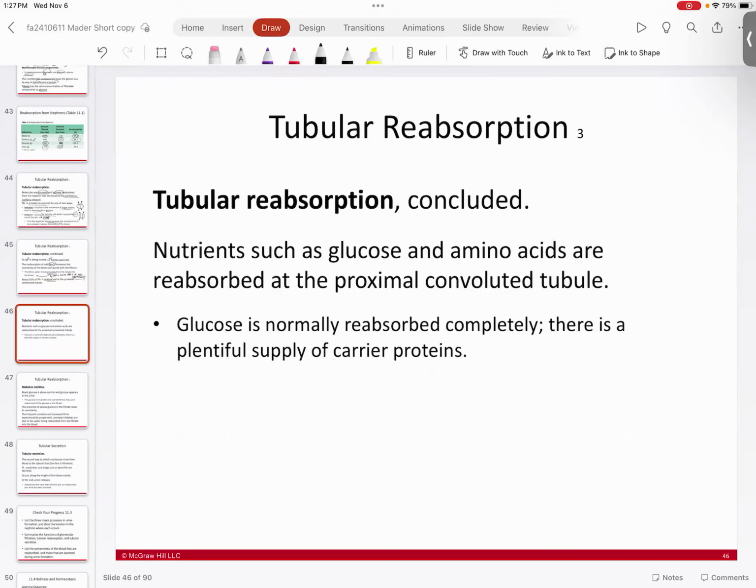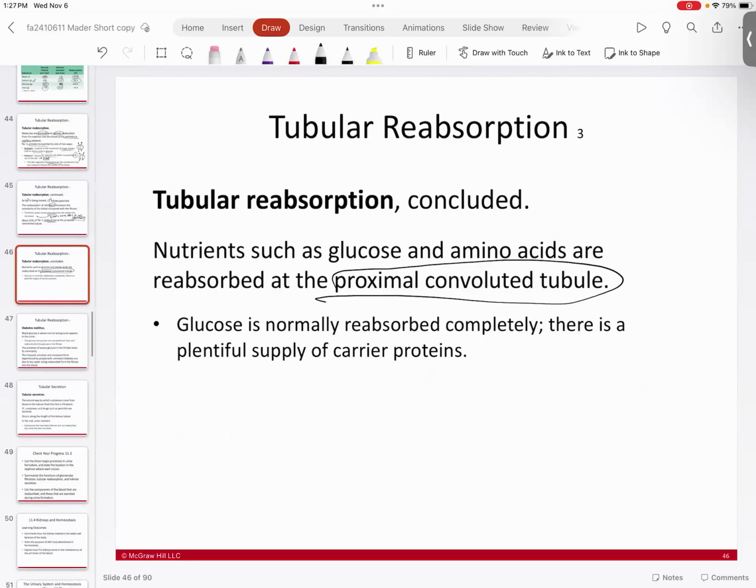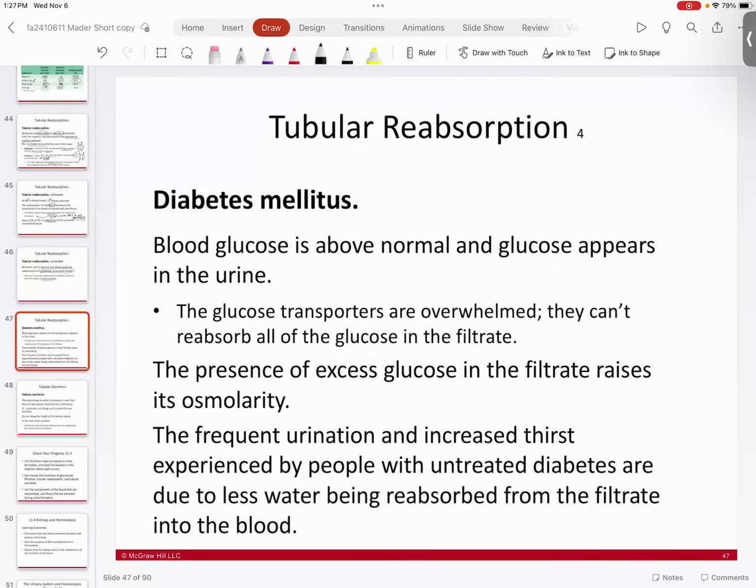Nutrients like glucose and amino acids are typically reabsorbed immediately as well. They're also coming in at the proximal convoluted tubule. Normally, glucose completely comes in, and it's usually transported in by active transport with carrier proteins. Like I said, you don't want to lose your glucose. That's precious nutrients. This is also one of the reasons why, if you have a lot of glucose in your urine, that usually means you have an extremely high blood glucose level. That usually means you're diabetic, right? That's where diabetes mellitus comes from.